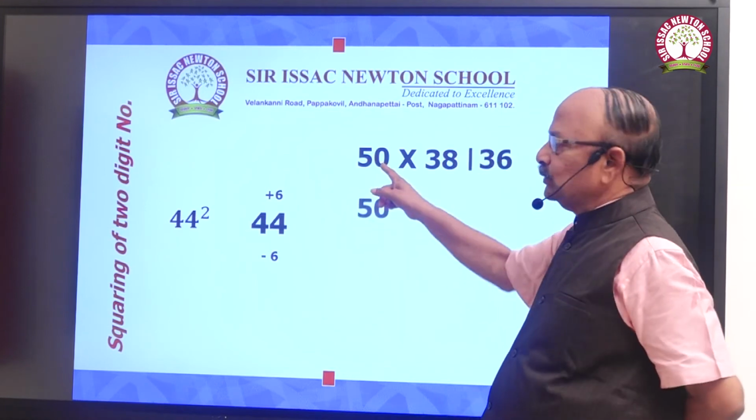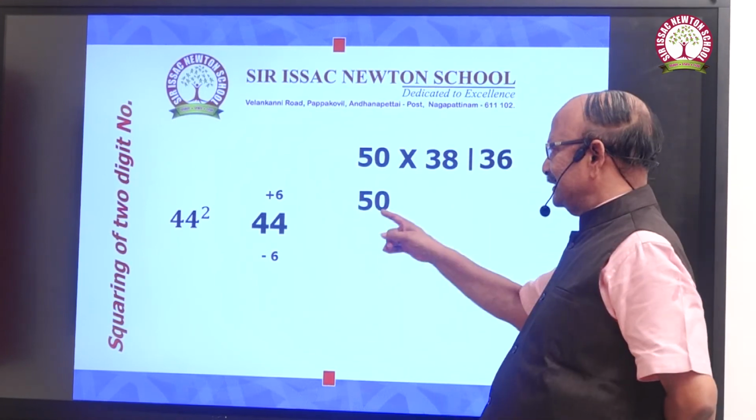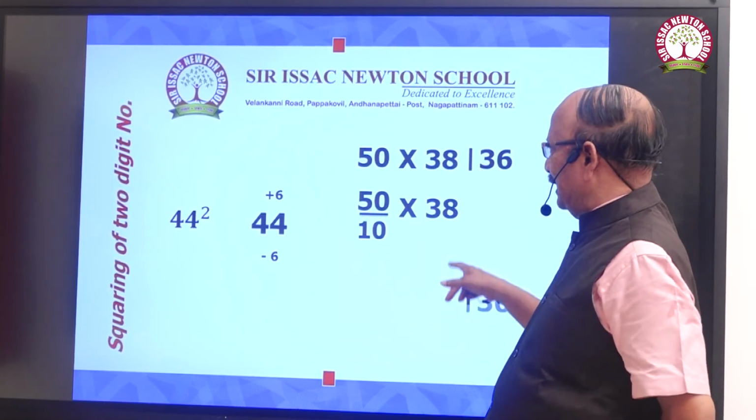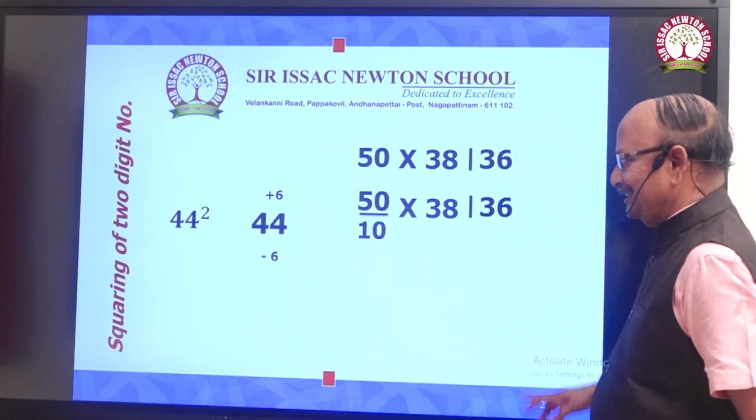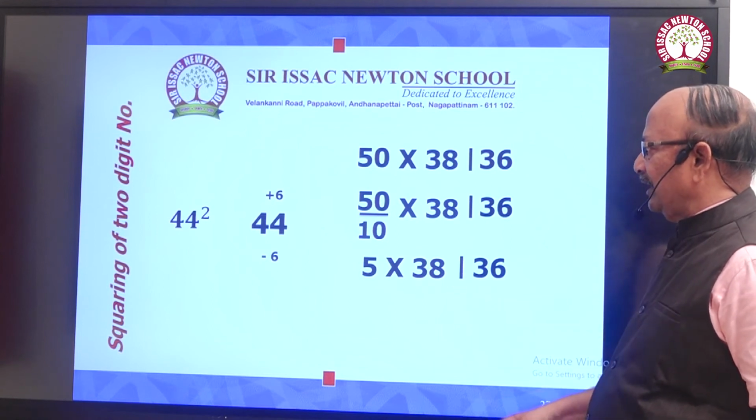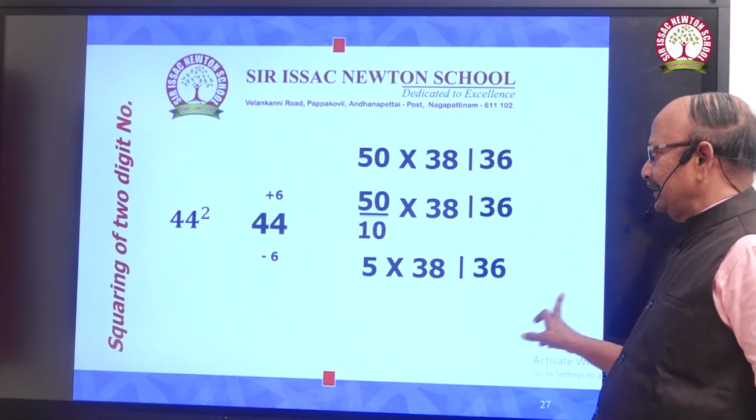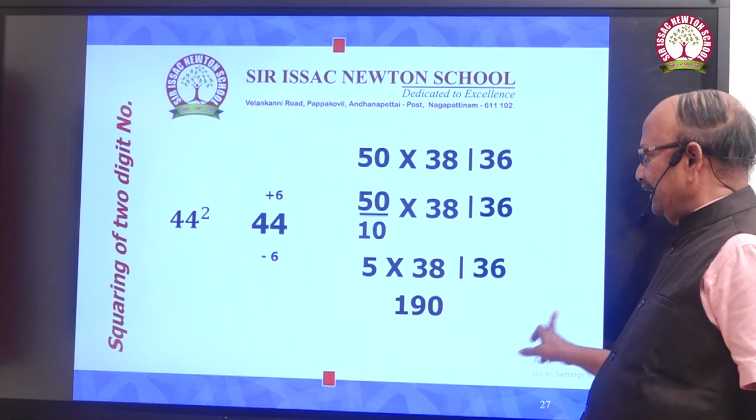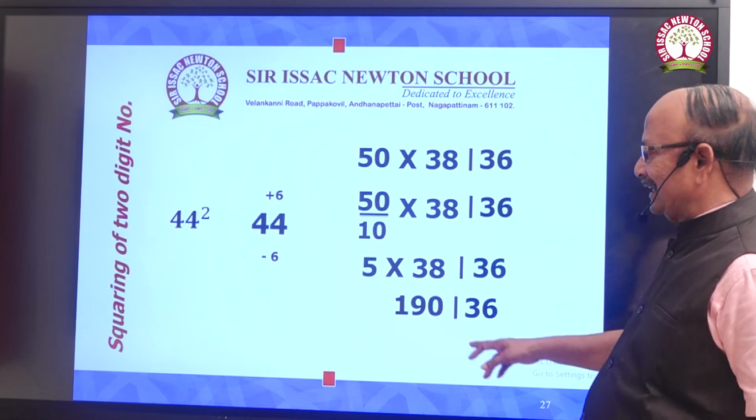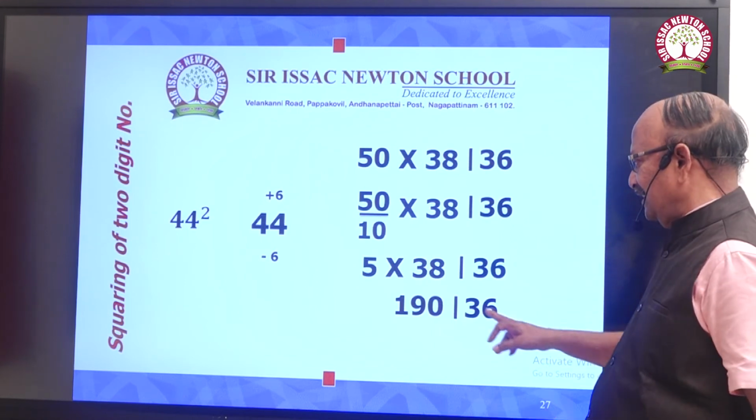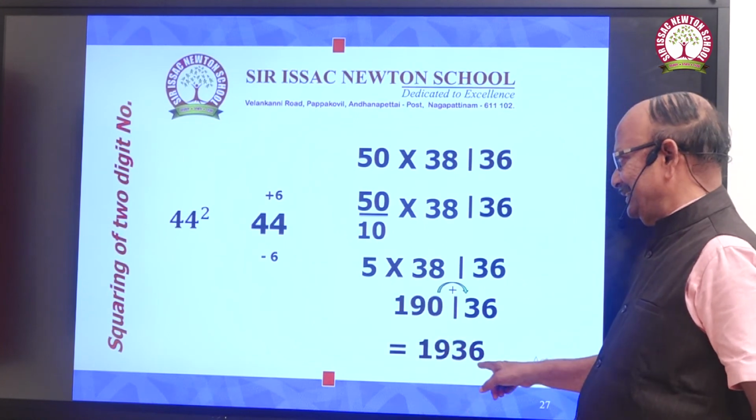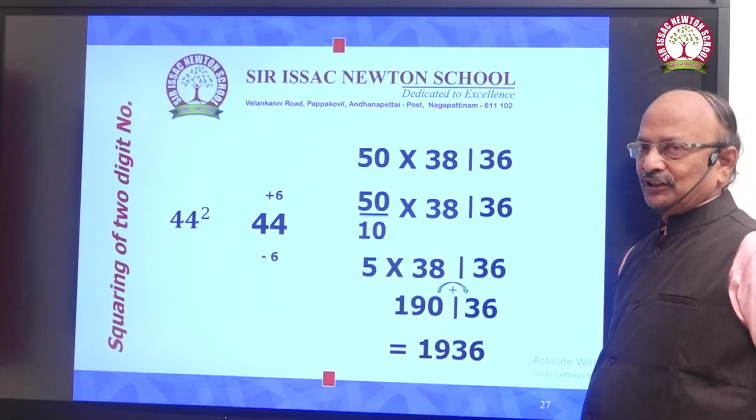Next I have to divide 50 by the base, that is 50 divided by 10, and multiply by 38. As usual, the square of 6 is 36. So 50 divided by 10 gives you 5, and if I multiply it by 38, what will be the value? 190. Here I have 36. As you know very well, a 2-digit number's square carries 4 digits as the answer. This 3 will get added with the 0, which leaves you 1936 as the answer for 44 square.